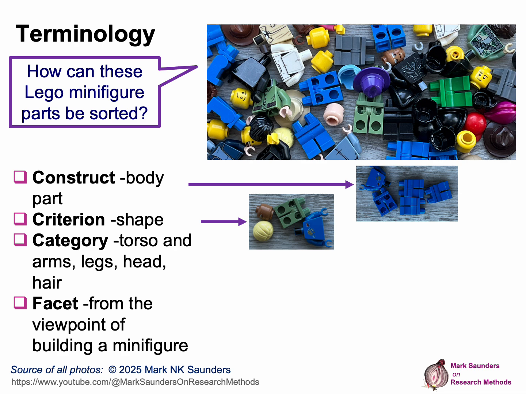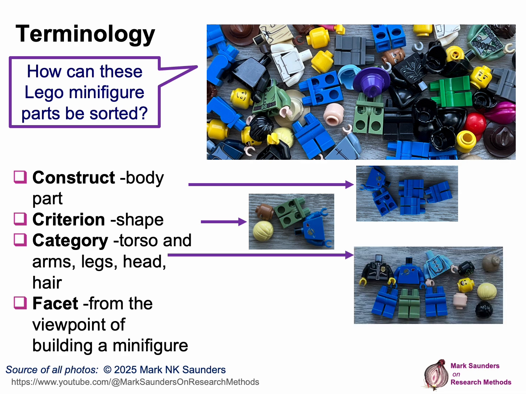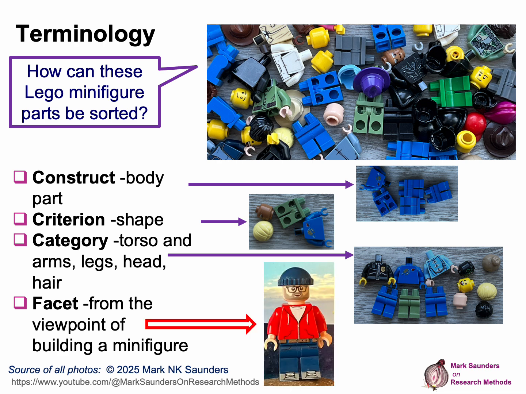And in terms of categories, we can actually look at here, and we can actually group them into torsos, which have arms attached already, and legs, heads and hair as body parts. And if you look up to the top of the picture, you'll also see that there are hats as well, and we're not actually sorting those parts here. We're only interested in the construct of body parts. And the facet or viewpoint in which we're doing this is from the viewpoint of actually building a minifigure, and so we have a picture of a minifigure at the very end.